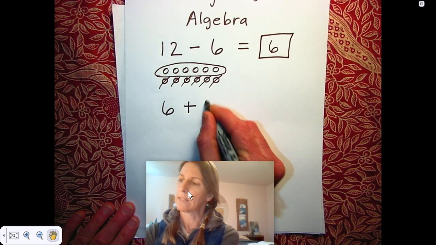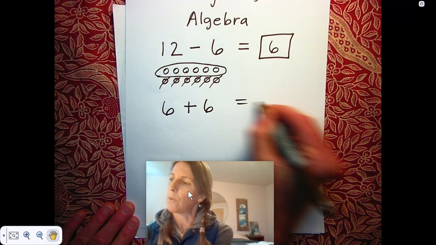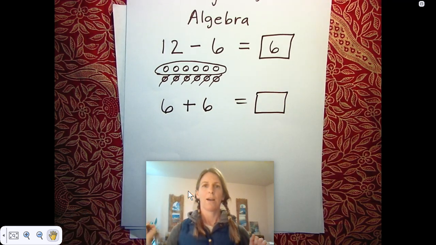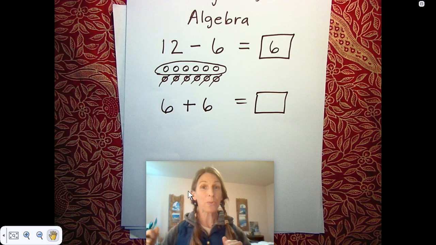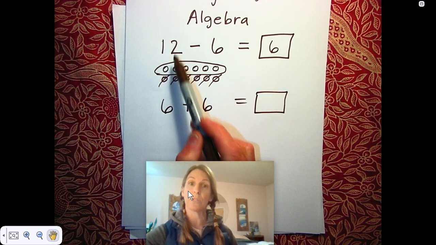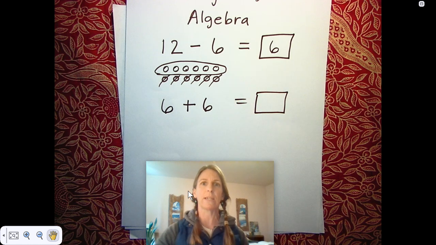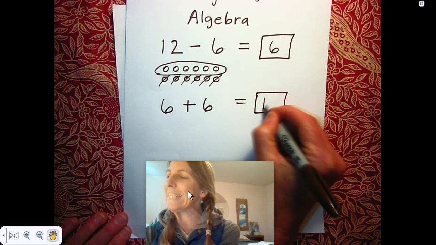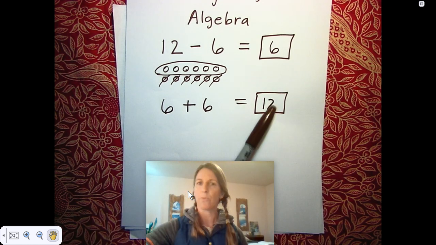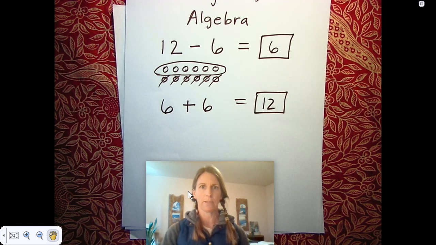6 plus 6 equals, oh, we should know this one really quickly. We just talked about it. We're using our fact family here. 6 plus 6 equals, yay, 12. Hey, we solved for those missing numbers.